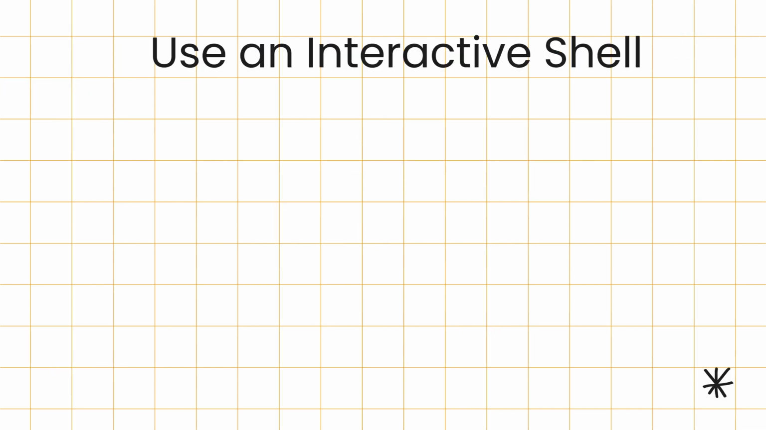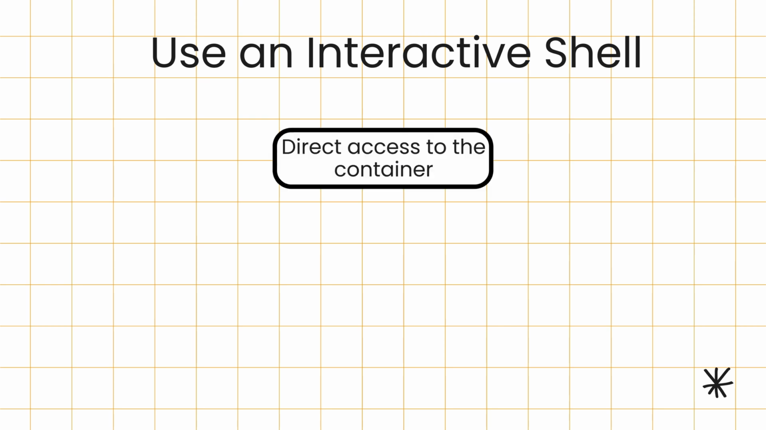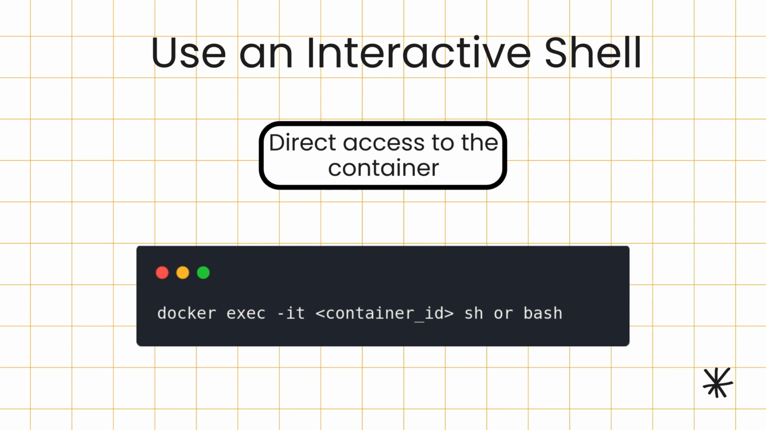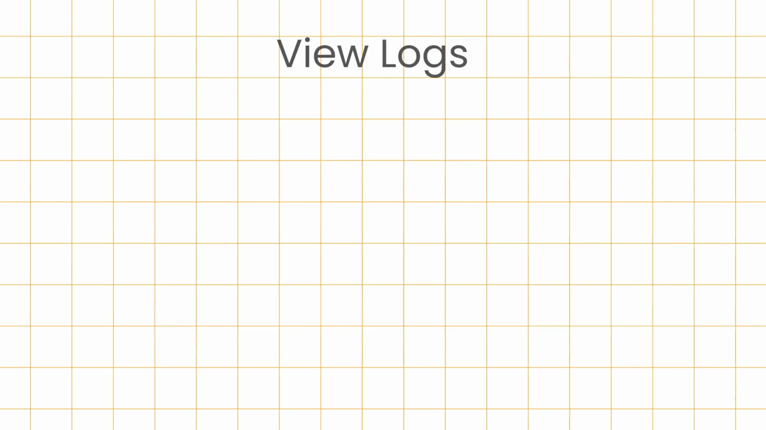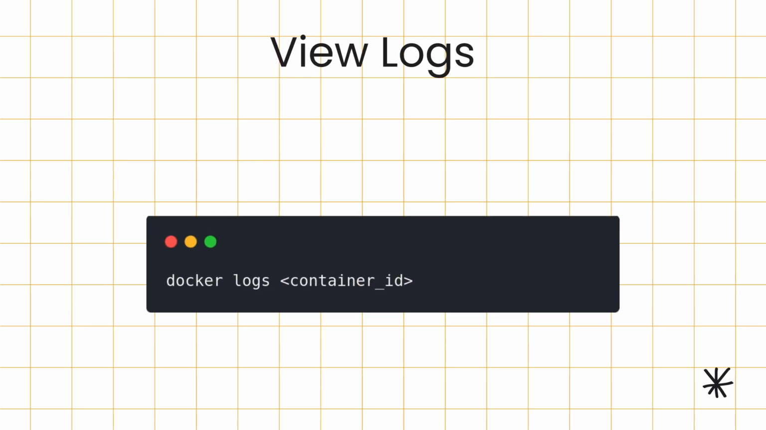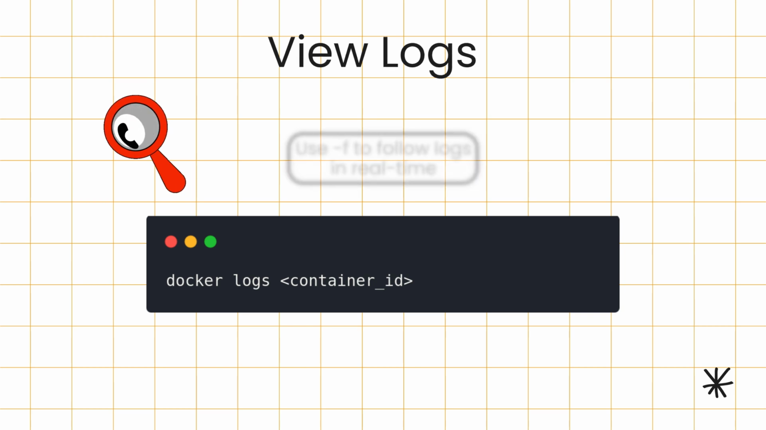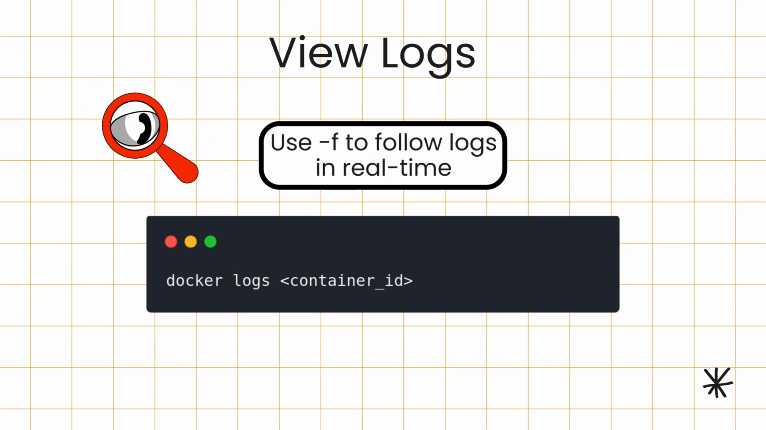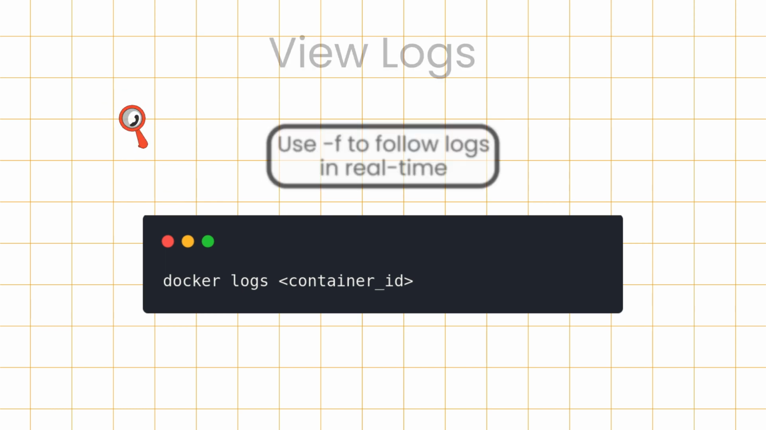Start by using the interactive shell command. This gives you direct access to the container, allowing you to inspect logs, processes, and configurations in real time. To view logs from a Docker container, use docker logs followed by the container ID. For monitoring logs in real time, add the -f flag. This keeps you updated on everything happening inside your container as it happens.